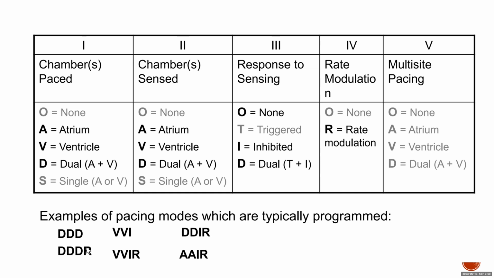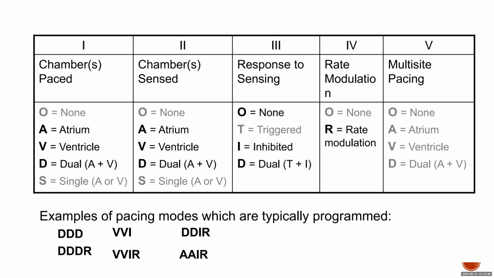Next common is DDD. So first letter D, it means we're pacing both the atrium and the ventricle. So immediately you know this patient has two leads, one in the atrium, one in the ventricle. The second D is we're sensing both atrium and ventricle. Third D is we're both inhibiting and triggering.